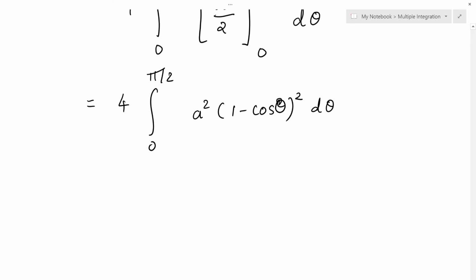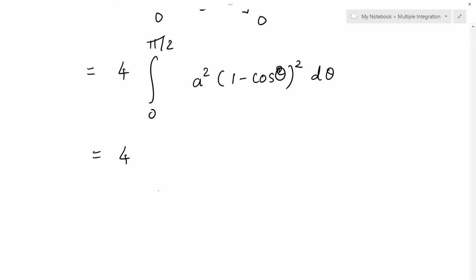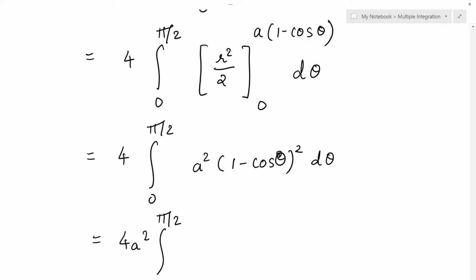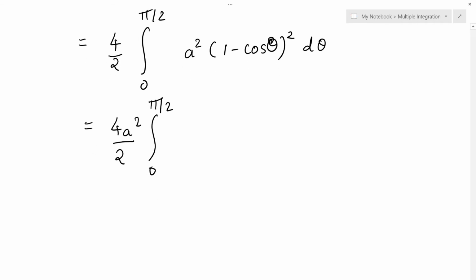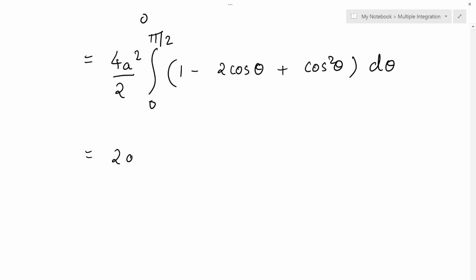So if I open the brackets, this will be a square, you can take outside since anyway it is a constant term. And this 2r square by 2, again I have taken outside, that is 1 minus 2 cos theta and cos square theta. Now cos square theta can be written as 1 plus cos 2 theta by 2, and then I will integrate. So this is 2a square 0 to pi by 2, 1 minus 2 cos theta, 1 plus cos 2 theta by 2.